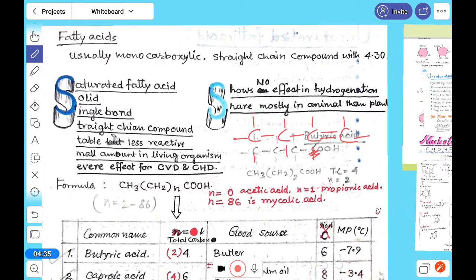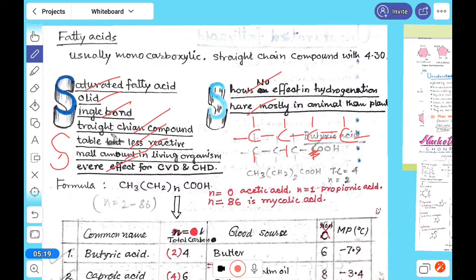So it is a very popular question: differentiate saturated and unsaturated. Let's see the characteristics of saturated, and amazingly, all the characteristics come with the English letter S at first. So saturated fatty acid is solid, so S. It is single bond, the S comes. It is straight chain, it is stable, it is a small amount in living organisms, and it has a severe effect in cardiovascular disease. It shows no effect of hydrogenation. It is shared mostly in animal and plant cells.